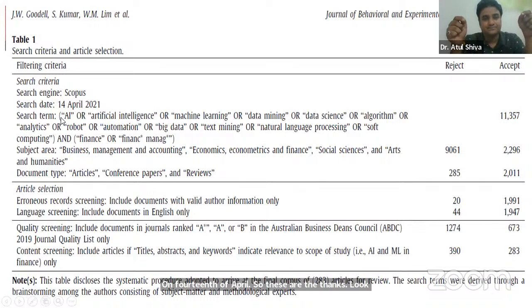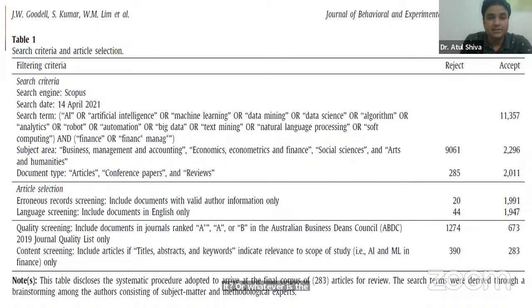Look at the inverted commas. These are search strings for finding research papers in your domain. Anybody can be from any domain like finance, marketing, HR, IT, or computer science engineering. If you are working on a research paper on AI or ML, you can use inverted commas, AI or artificial intelligence, where OR means that a paper with either AI or artificial intelligence should be given by Scopus. Or if machine learning is written, you should get a paper, or data mining, or data science, or algorithm, analytics, robot, automation, big data, or.